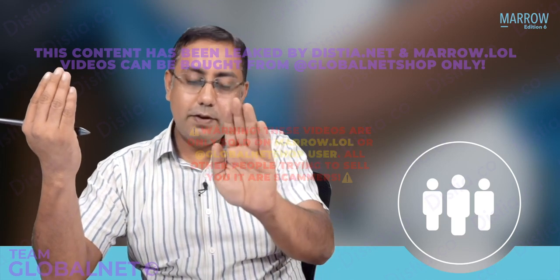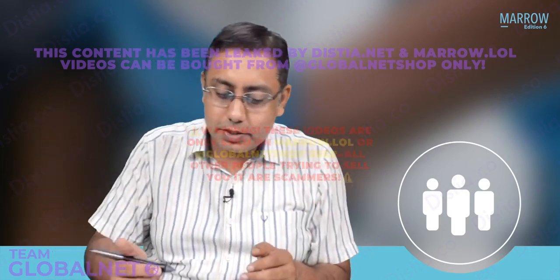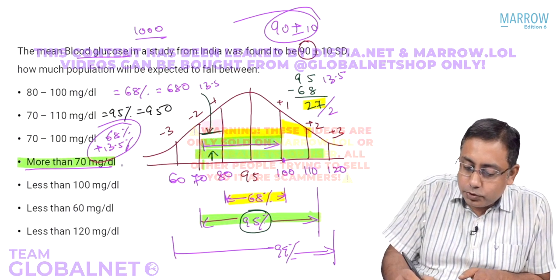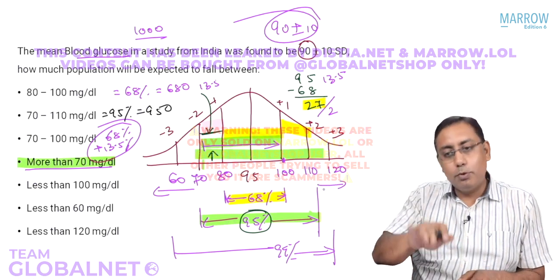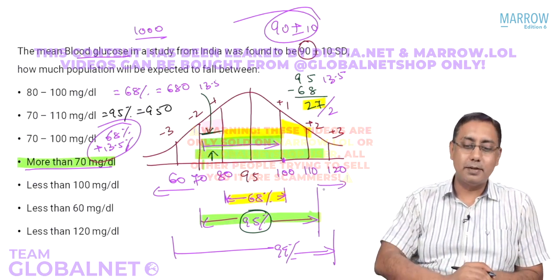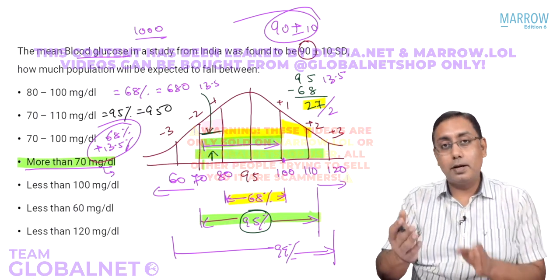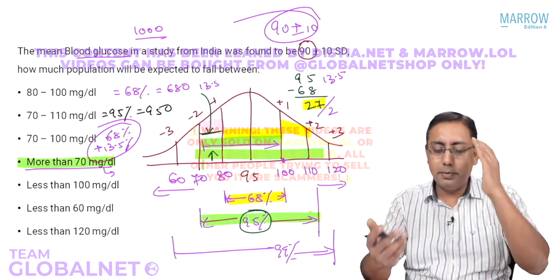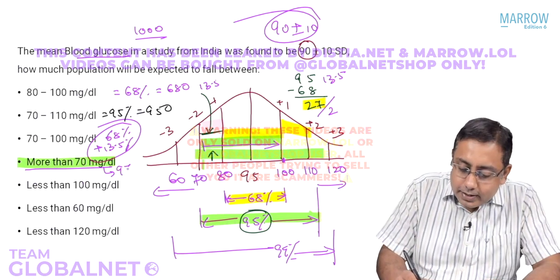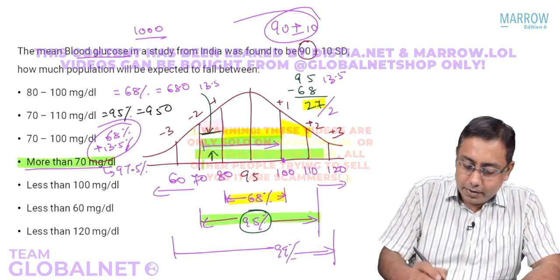Right? So half will be less than minus 2 standard deviation, half will be more than 2 standard deviation. That means 5%, that is 2.5% will be less than 70 and 2.5% will be more than 110 mg/dL. So if this question is asking more than 70, that means 2.5% is less than 70, so how many will be more? Common sense, that is 97.5%. Are we okay with this?